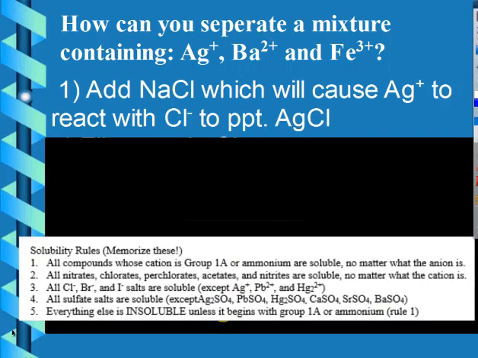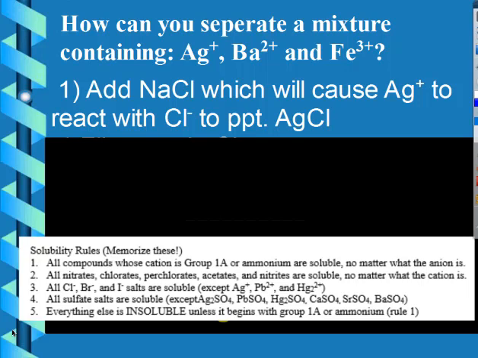So the first step is I can add sodium chloride, which will cause the silver ions to react with the chlorine to precipitate silver chloride. I could have said sodium chloride, sodium bromide, or sodium iodide. And I also didn't have to use sodium. I could have used any of the group 1A metals, or technically ammonium.